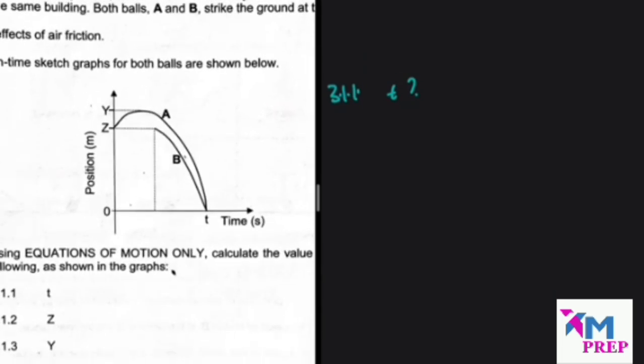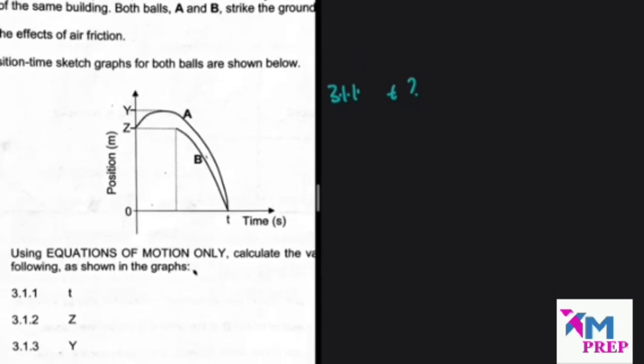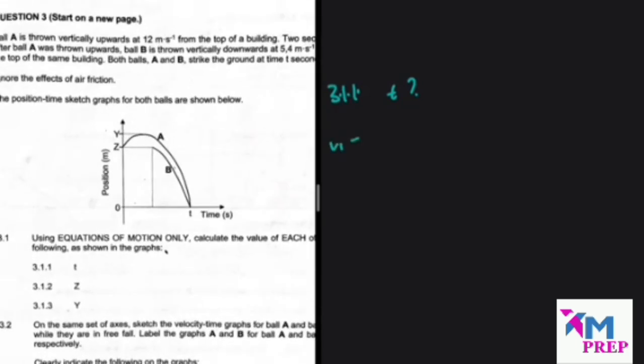So if I concentrate on ball A, we have an initial velocity. I always take up as positive, so the initial velocity is going to be 12, which is positive. The acceleration is minus 9.8. And then I'm looking for time t, right? It seems like that is all I have as far as ball A is concerned. So with two variables, I'm not going to be able to calculate the time. I need 3 so that I can pick an equation, and then the unknown will be the fourth.